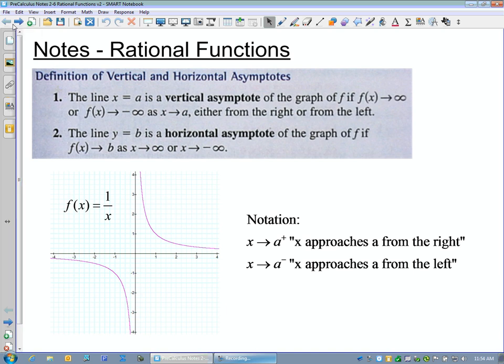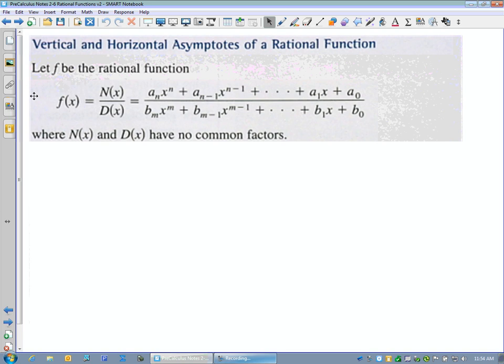All right, let's look at some of the things that we can analyze here. First of all, we want to be able to find these vertical and horizontal asymptotes for more complicated functions than just that reciprocal function. So let's look at, in general, f of x is some polynomial that we're going to call the numerator over some polynomial that we're going to call the denominator. And this would be the generic form of the function, where n of x and d of x have no common factors. So we're not going to be reducing this at all or simplifying it.